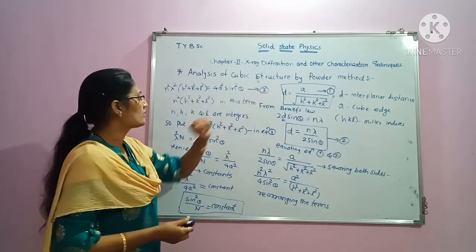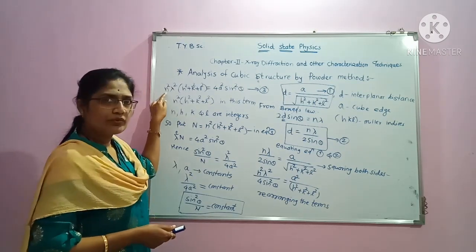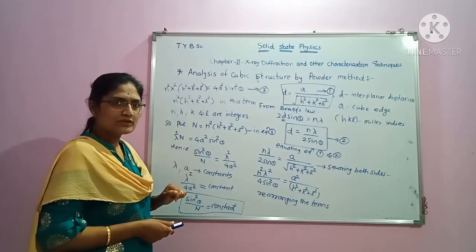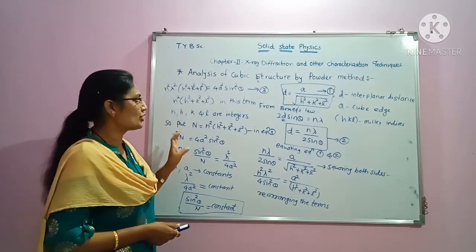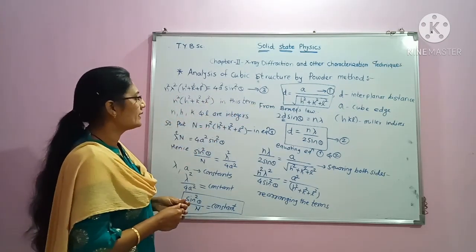This is equation 3. Now if we observe, n is the order, and h, k, l are also integers. So all these components are integers. In this term, h, k, l are the integers.